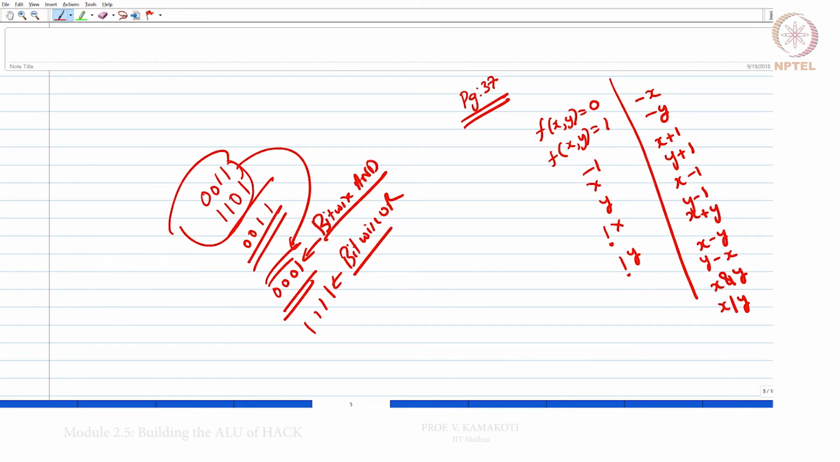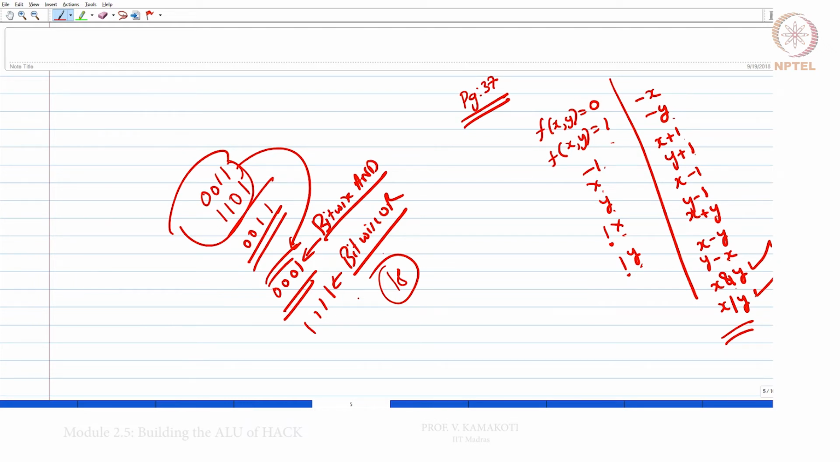Okay. So, this is bitwise or, as you see here I am putting a tick here. This is bitwise or. So, we need to realize these 18 different functions by giving x and y and by adjusting the values of zx, nx, zy, ny, f and no. By changing these values, you can basically realize these functions.